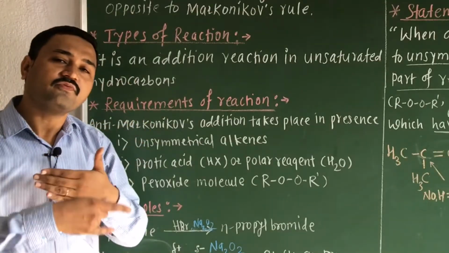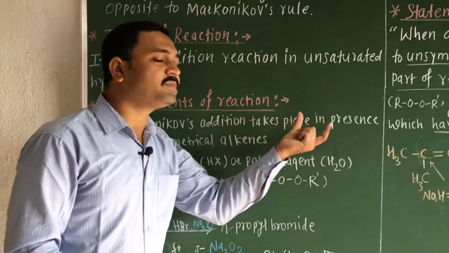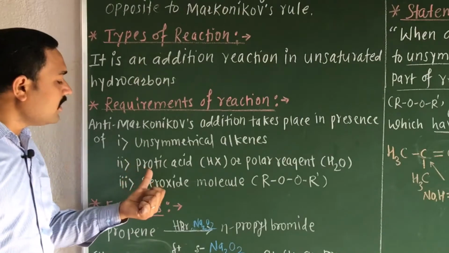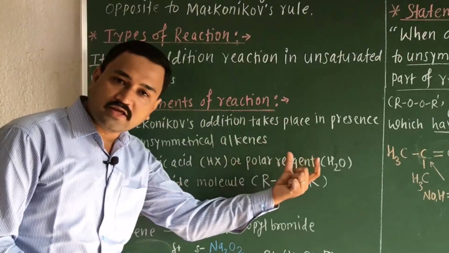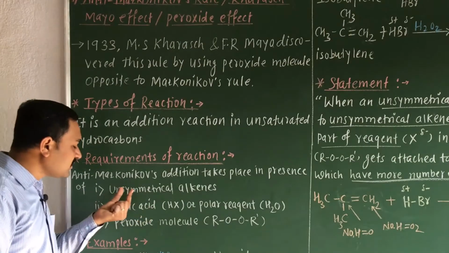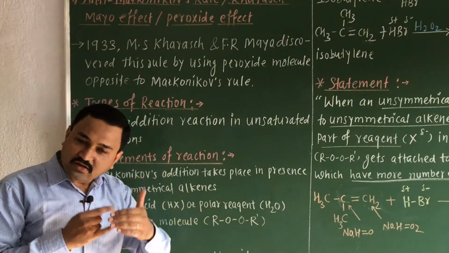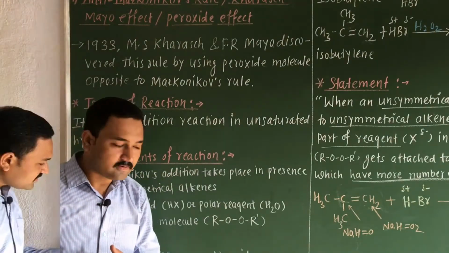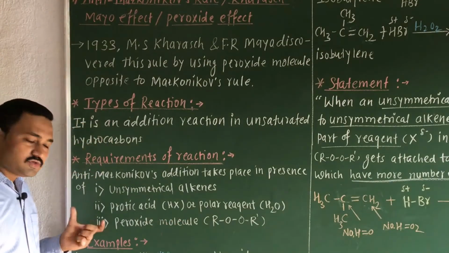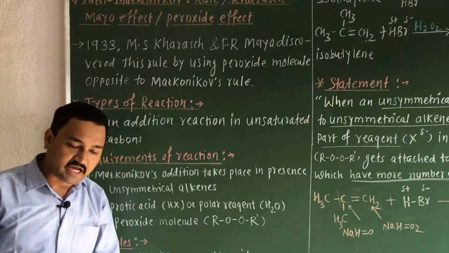Now what are the requirements for this anti-Markovnikov's rule? Remember, anti-Markovnikov addition takes place in the presence of an unsymmetrical alkene and a protic acid or a polar reagent. In the previous video, we have discussed the unsymmetrical alkene, the protic acid and the polar reagent in detail, so watch that video also. The link is given in the card. The third requirement is your peroxide molecule. So these are the three requirements for the anti-Markovnikov addition reaction.